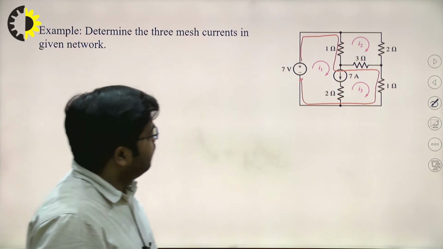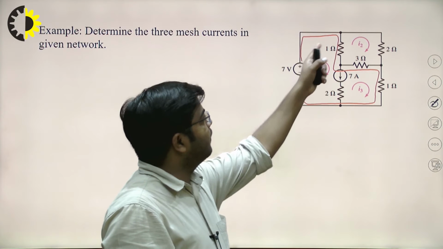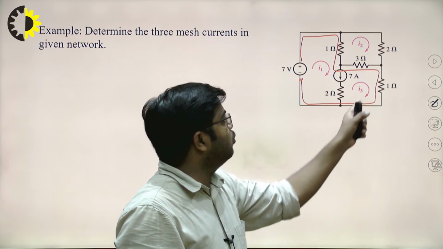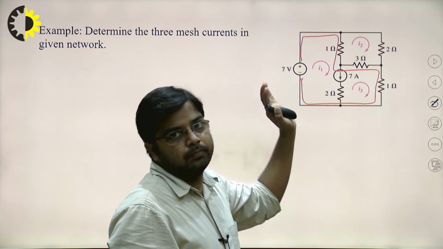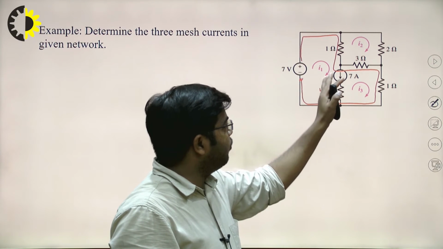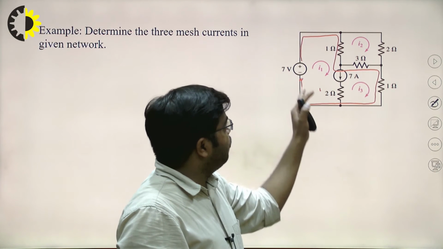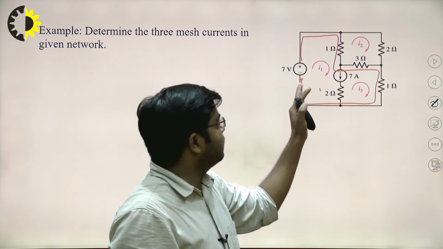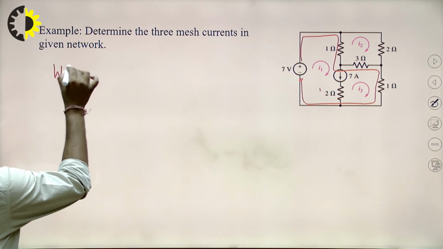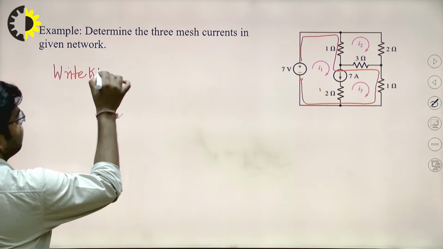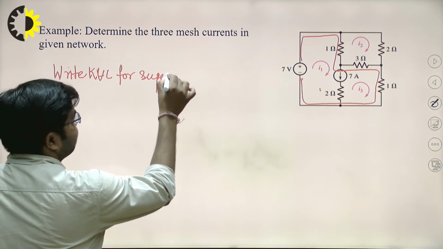Okay. So write the KVL equation for the super mesh, because you cannot write the KVL equation for mesh number 1 and mesh number 2 separately, since the voltage drop across this current source is not known. In that case you can remove this current source branch, then the remaining loop will be the super mesh. So just write the KVL for the super mesh.